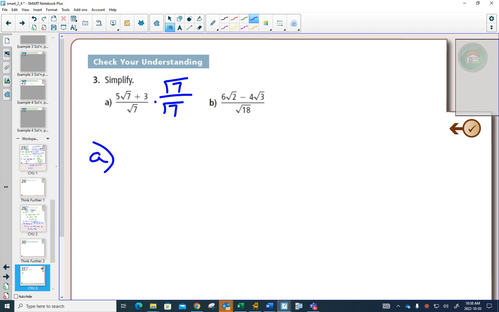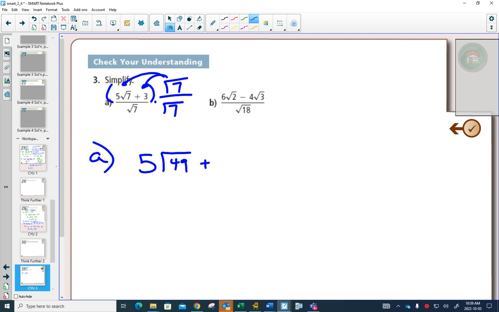Now on the top, you had two things, so you're going to have to distribute. And on the top, you'd have 5 root 7 times root 7. Well, it'd be 5 times 1, which is 5. Root 7 times root 7, which is root 49.